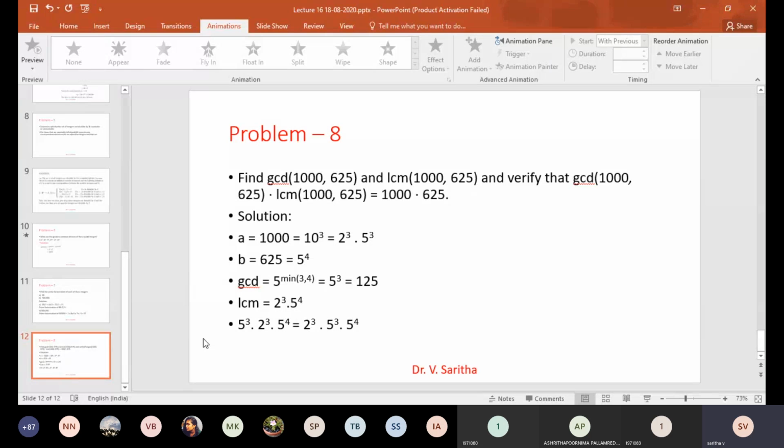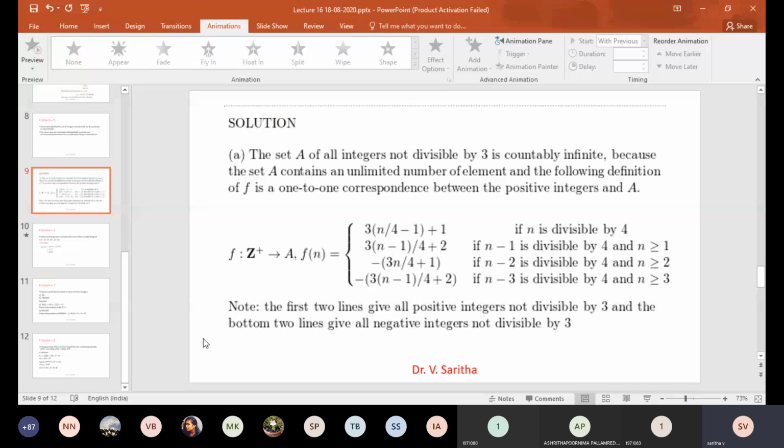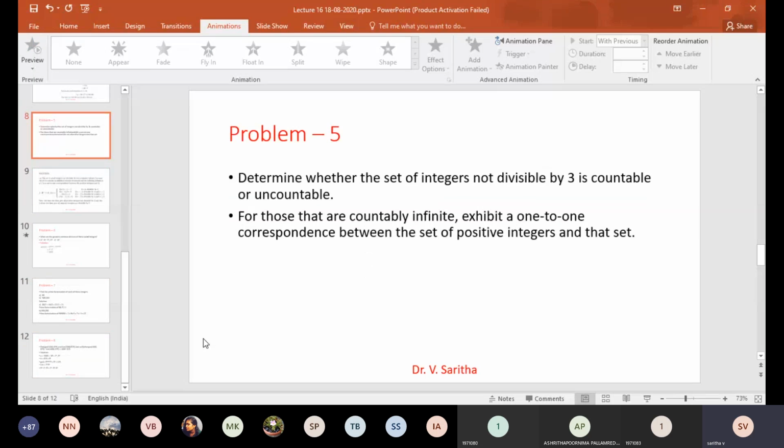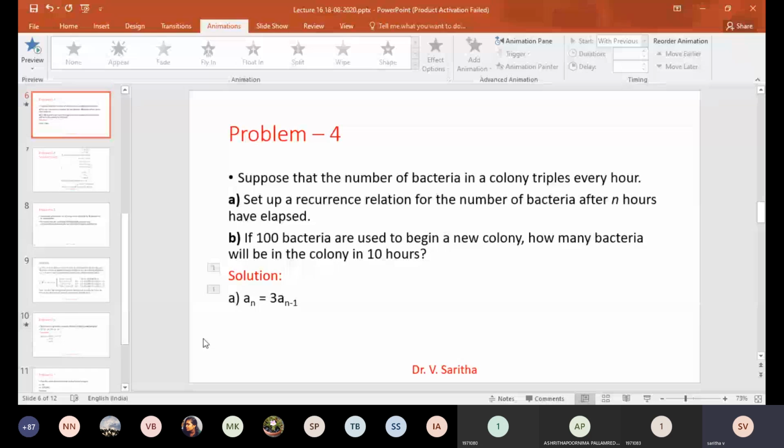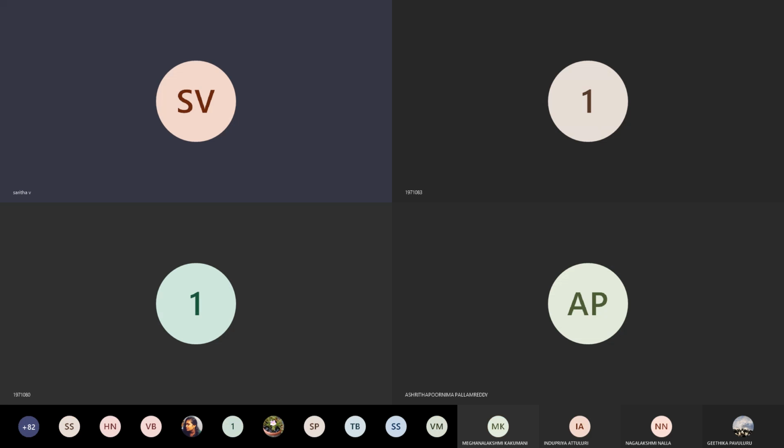So we have gone through recursive functions, prime factorization, countable and uncountable sets, and last, GCD and LCM, right? These are all the topics we have gone through today, and in the next class we will go with the rest of the topics. Okay, any doubts in today's class?